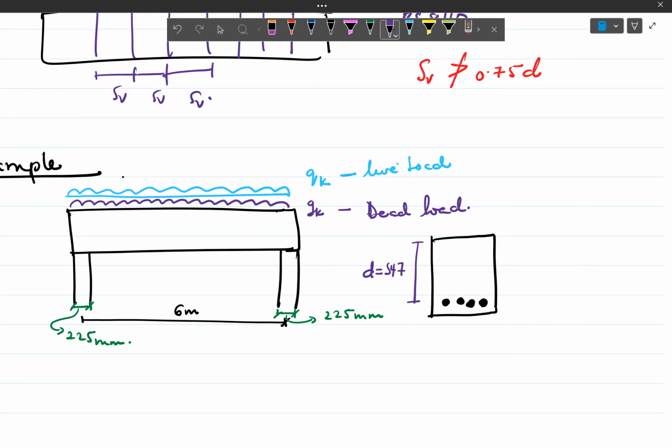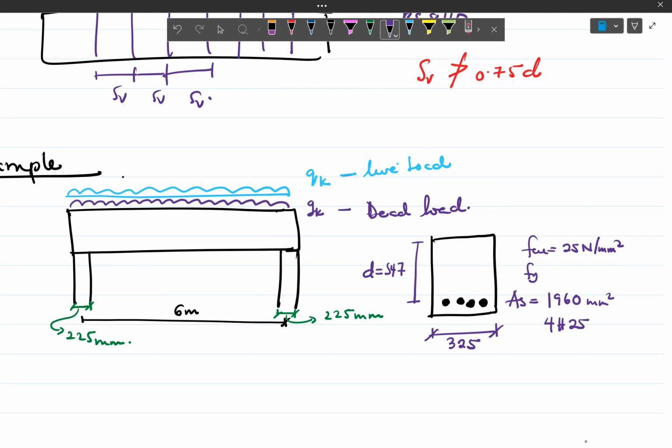547 millimeters. The B is 325 millimeters. And the area of steel that we need is 1960 millimeters squared, which could be the same as 4H25. So the diameter of one is 25 millimeters. Our FCU is 25 newtons per millimeter squared.